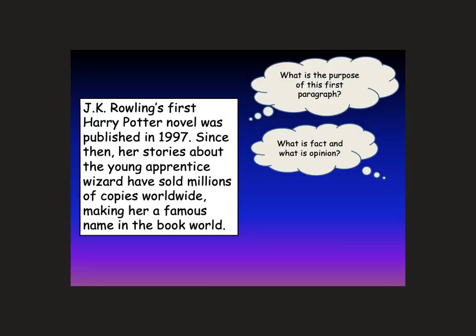Here is the first section of J.K. Rowling's biography that we are going to look at. J.K. Rowling's first Harry Potter novel was published in 1997. Since then, her stories about the young apprentice wizard have sold millions of copies worldwide, making her a famous name in the book world.